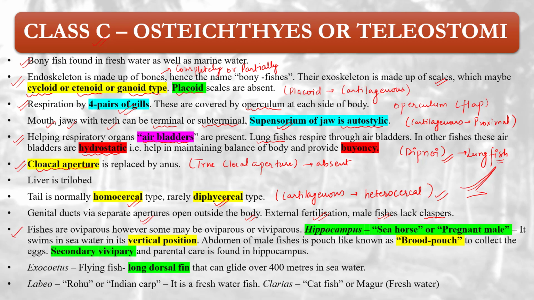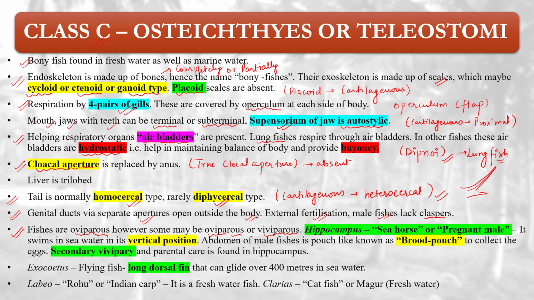Especially when we talk about the bony fishes, they are oviparous, but most of the cartilaginous fishes are viviparous. However, some may be oviparous or viviparous. Most of the cartilaginous fish were viviparous. Most of the bony fishes are oviparous. But some of the bony fishes do share both of these characteristics, oviparous and viviparous both.